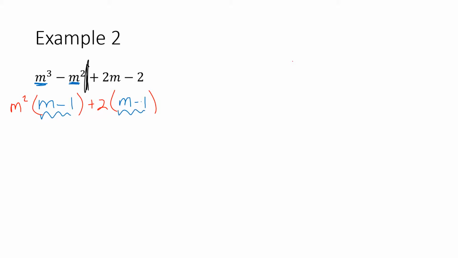So we're going to take out one more time the greatest common factor, which is what they have in common, m minus 1. And if we bring to the front the part that they have in common, then we would be left with m squared plus 2. So this is our final answer.